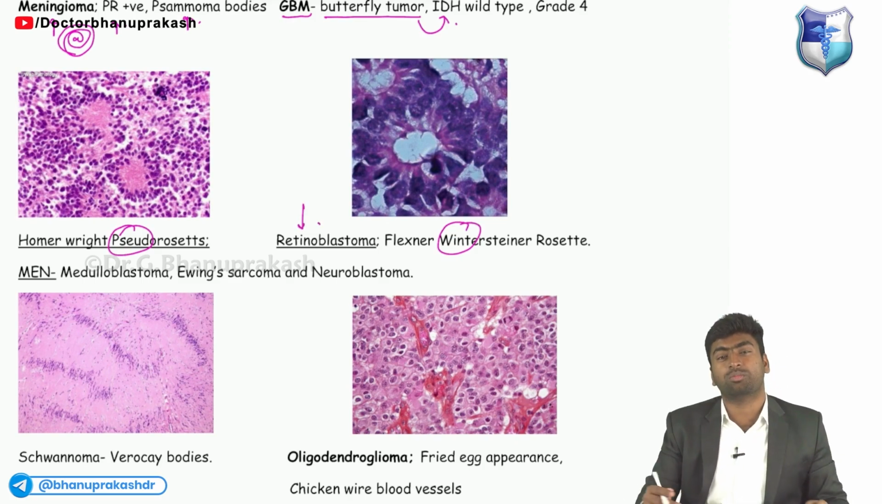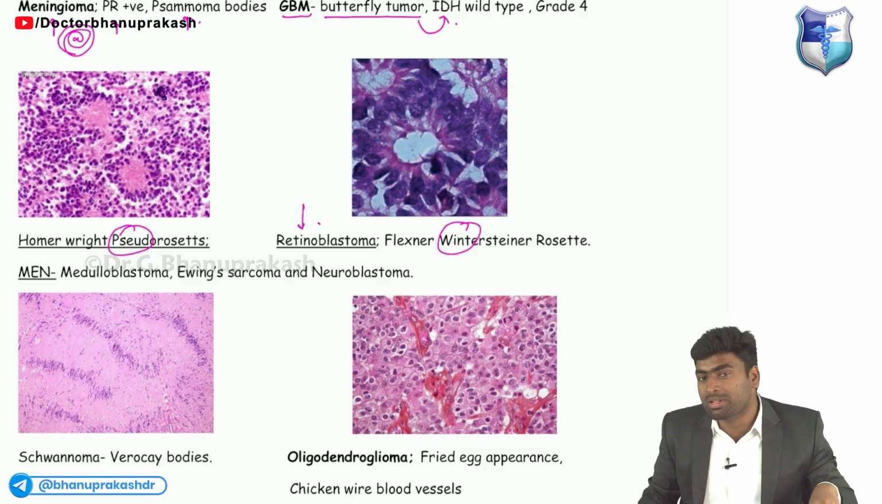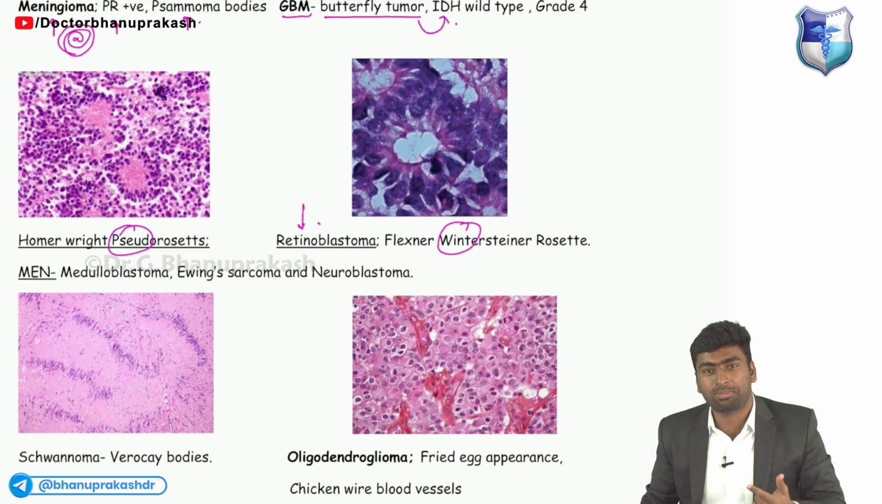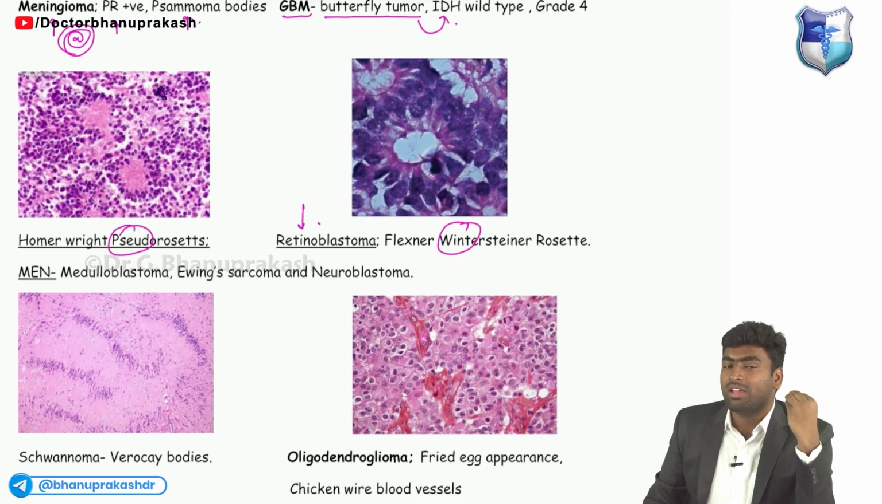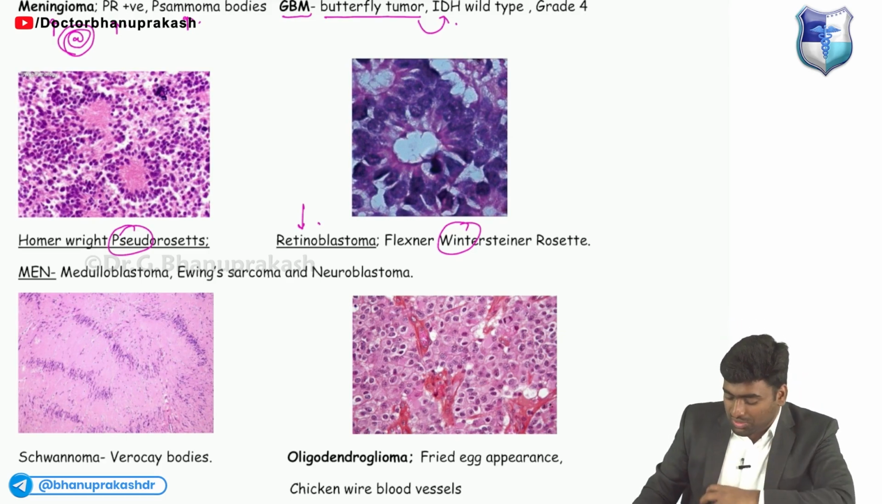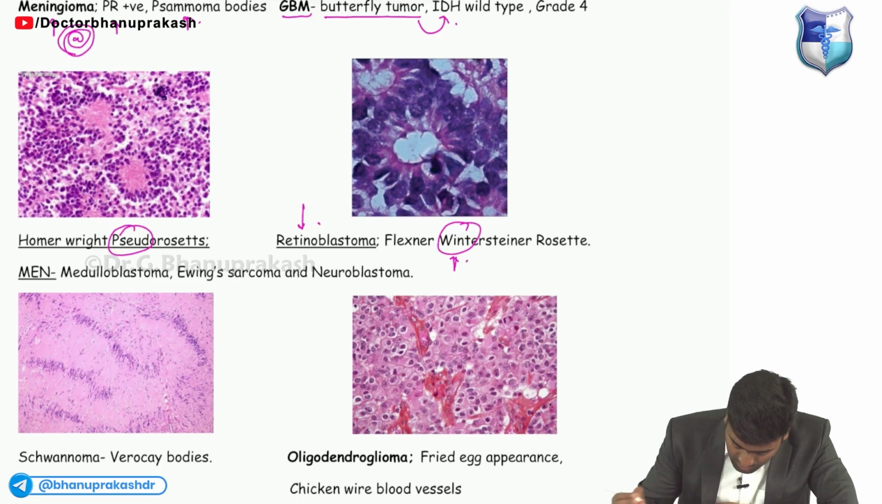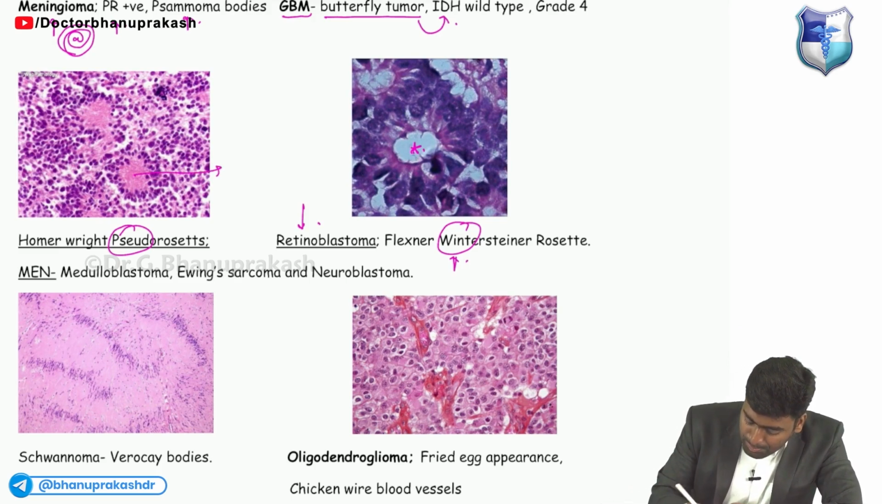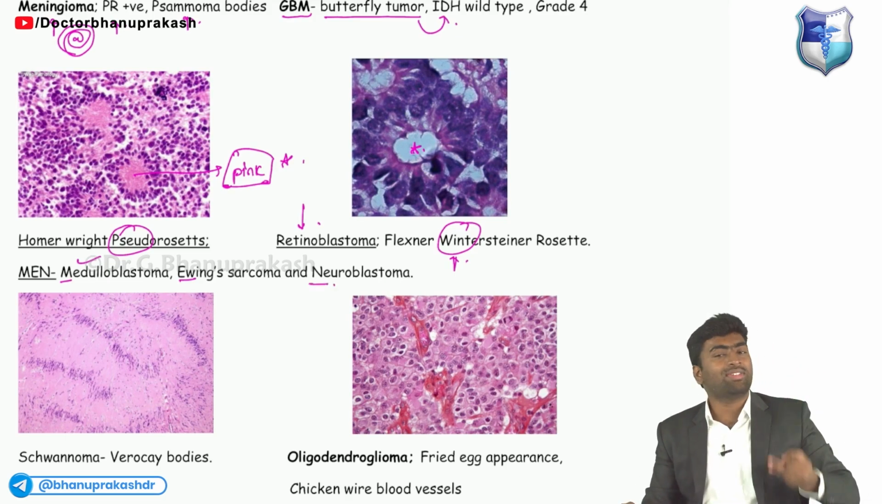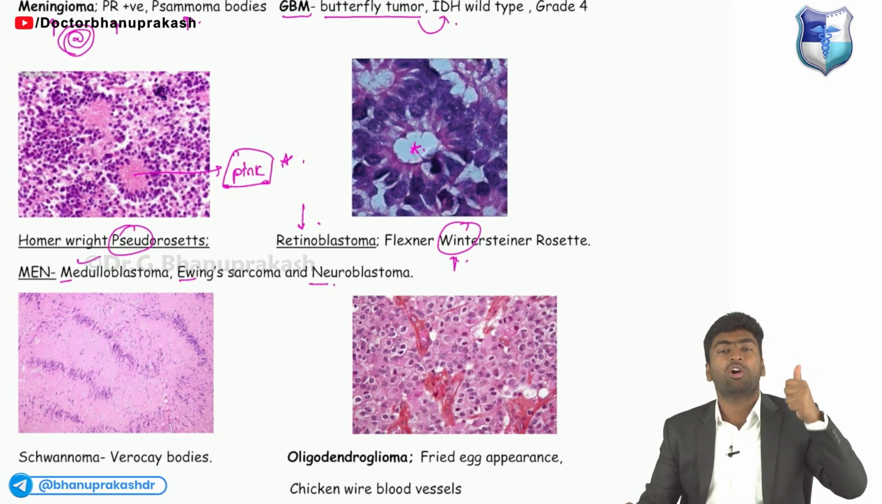Remember, in retinoblastoma, the most common sign is the whitish pupil, which is known as leukocoria. In a similar way, retinoblastoma rosettes have a central white area. These are known as Flexner-Wintersteiner rosettes, seen in retinoblastoma. Whereas pseudo-rosettes are pink in color. This includes medulloblastoma, Ewing sarcoma, and neuroblastoma, which have Homer Wright pseudo-rosettes.